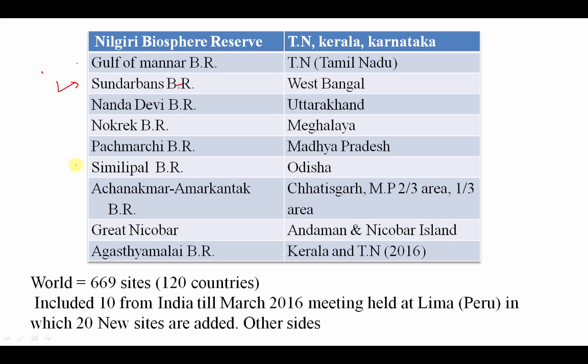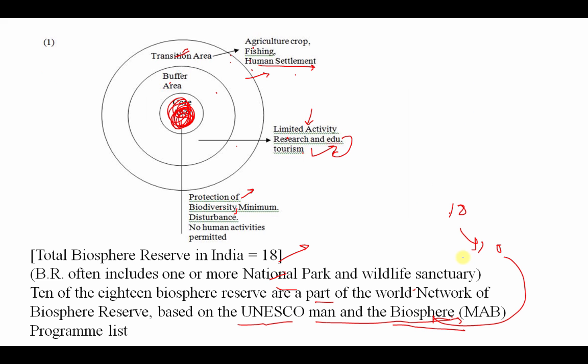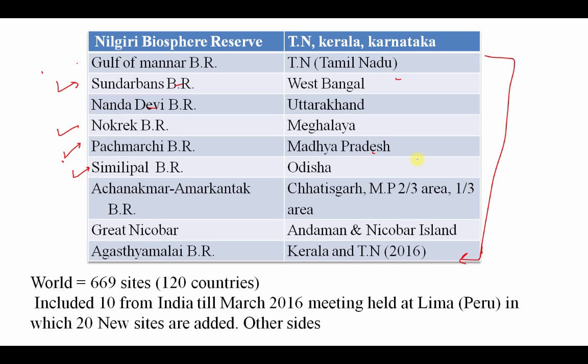Fourth is Nokrek Biosphere Reserve. Nokrek Biosphere Reserve is in Meghalaya. Fifth is Pachmarhi. Pachmarhi is in Madhya Pradesh. Another very famous and important place is Simlipal. Simlipal is in Odisha. I am telling you that all these 10 biosphere reserves are important for you. Anytime this can be asked. So Simlipal is in Odisha.